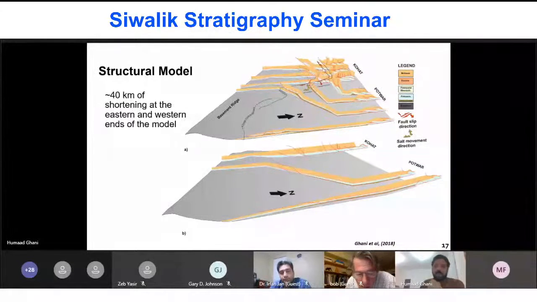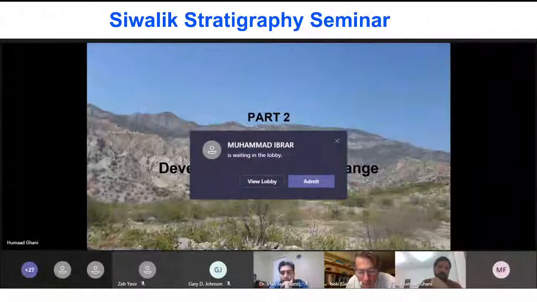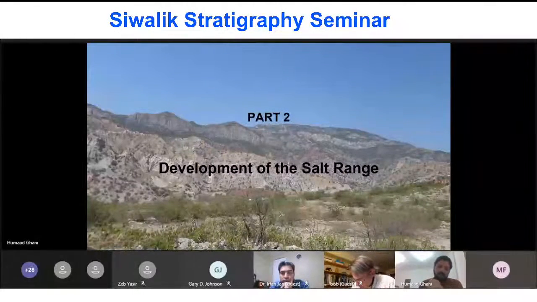When I retro-deformed, or restored, the cross section, interestingly, on both ends, in the Potwar and in the Kohat, I found the same amount of shortening in these models. So the structural style is different, but the magnitude of shortening is comparable. The second part will be the development of the Salt Range, where I will be showing you some age data of these samples.